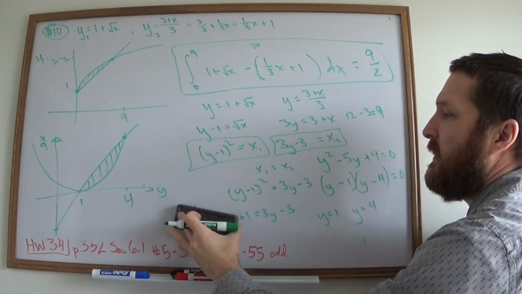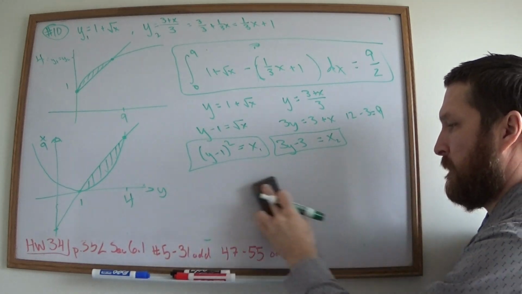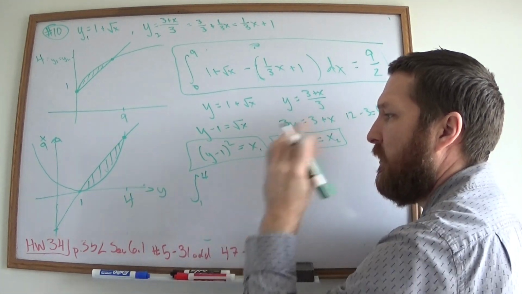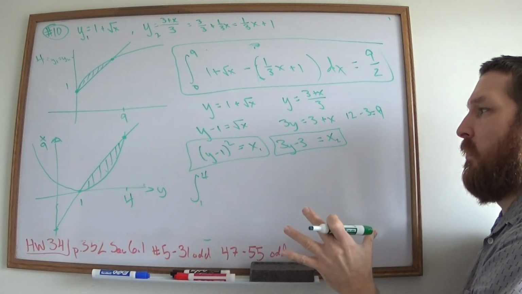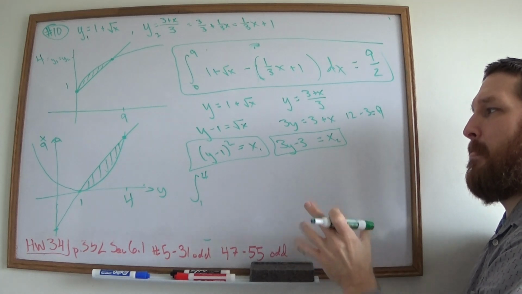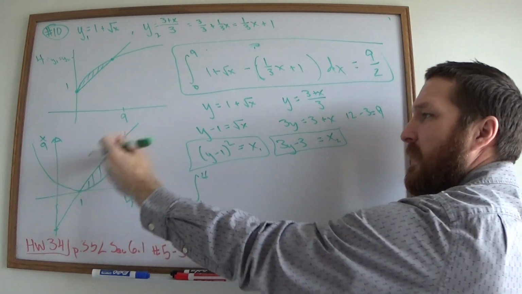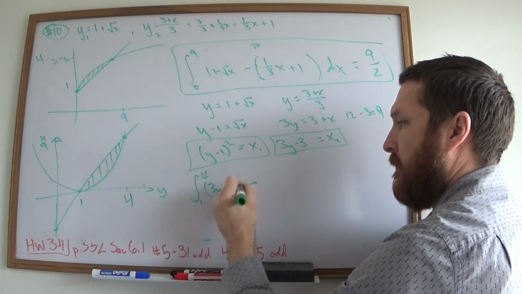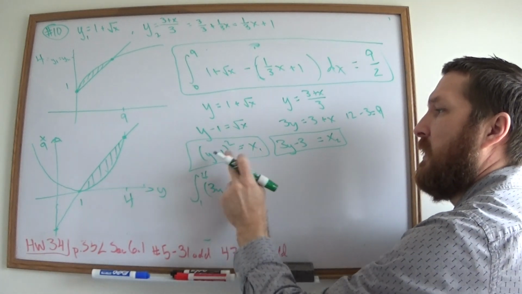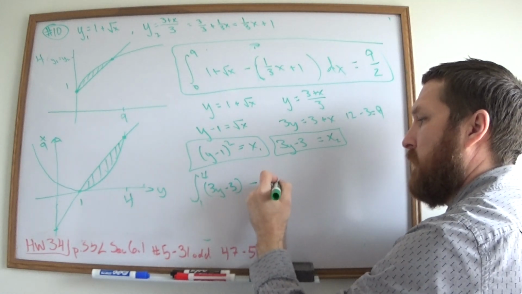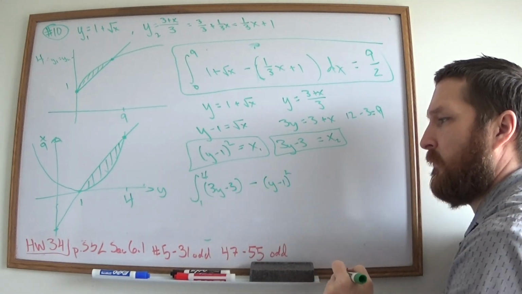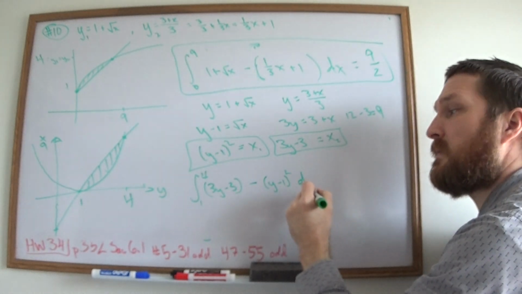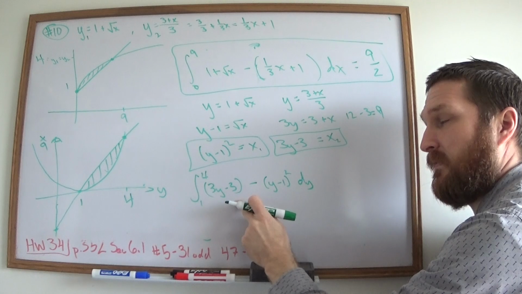So first off, where am I integrating from? 1 to 4. I integrate from 1 up to 4 of what? 3y minus 3. The bigger one is the line in this case. So now we have 3y minus 3 minus (y minus 1) squared, dy, right, because y is the variable.